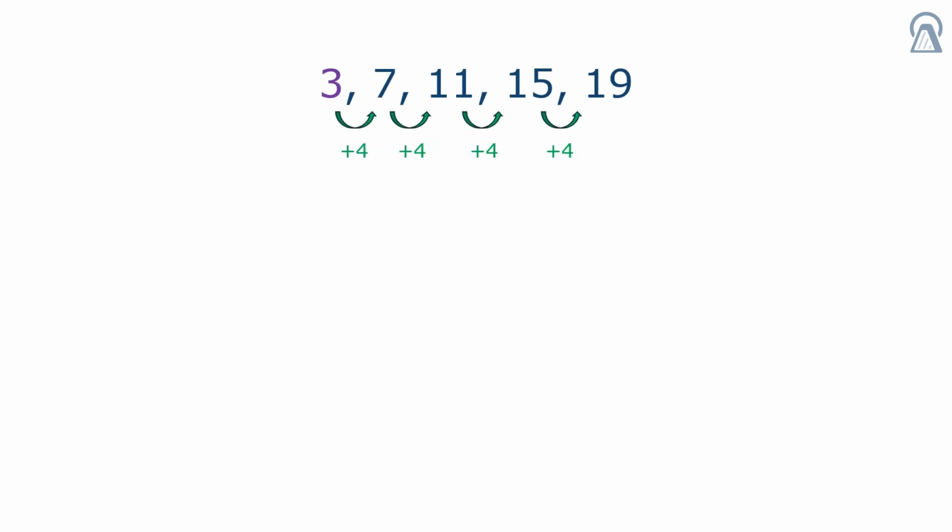Let us start with an arithmetic sequence. These are sequences where the differences between consecutive terms is always the same. So it might be increasing by a certain number or it might be decreasing by a certain number, but it's always the same number. And that difference we call the common difference. For example, in the sequence 3, 7, 11, 15, 19, the common difference is 4.